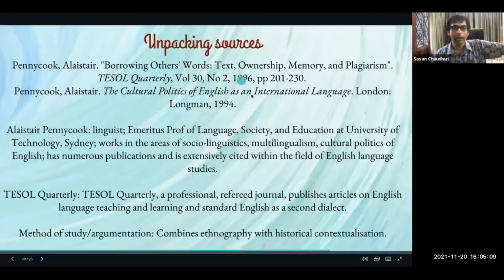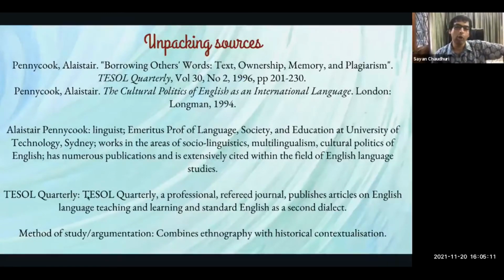You look at the journal, and TESOL Quarterly is actually a professional refereed journal, and it's an established journal that publishes articles on English language teaching. So the journal also is not some random journal. It's a journal dedicated to writing about English language teaching and learning. Now, this is how you think about the context of the source, who the author is, what the journal is. You think, okay, this is reliable on the surface.